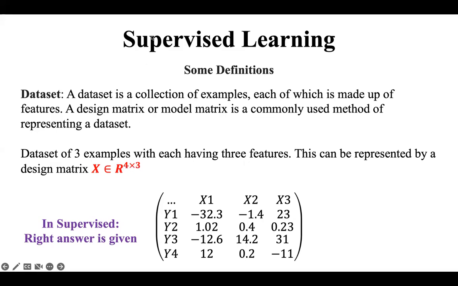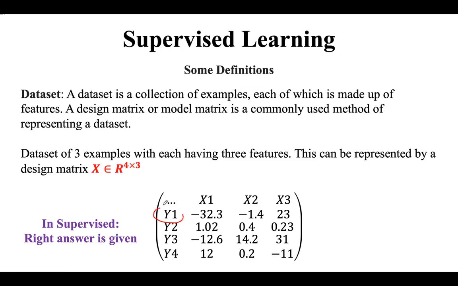So here you can see the design matrix. As you can see, Y1, Y2, Y3, and Y4 are the labels of our data. X1, X2, and X3 are the features of our data. Now, maybe I should have a pen.